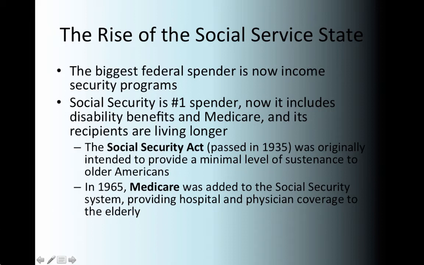In 1965, Medicare was added to the Social Security system, providing hospital and medical coverage to the elderly, and then Medicaid is sort of a subsection of Medicare, which specifically targets a faction of elderly who have disabilities. So all of these programs provide very valuable resources, but all resources cost money, and so the question down the road will be, where is this money going to come from?